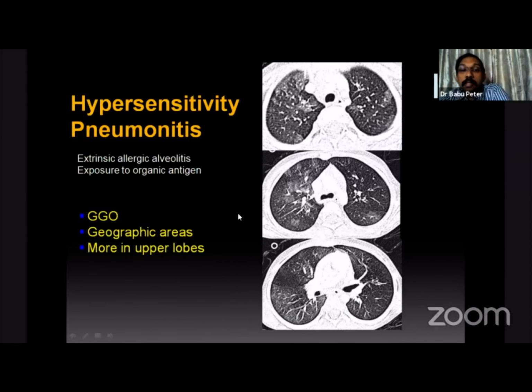Hypersensitivity pneumonitis can be either acute, subacute, or chronic. In the acute cases, ground glass opacifications can occur, and these can be multifocal or patchy in geographic areas, localized more in the upper areas. A typical clinical history would be evident with exposure to an organic antigen.